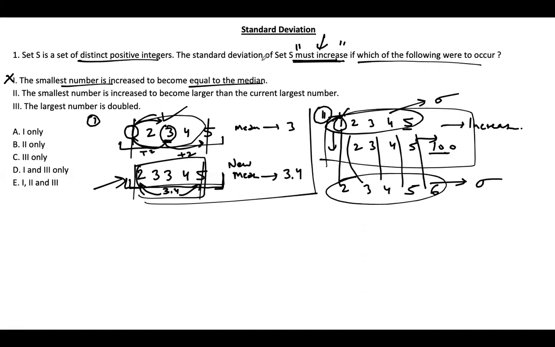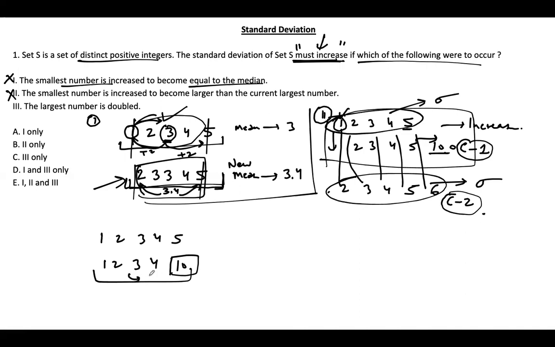Okay. So is it increasing in case number 2? In case number 1, which we assumed, it was increasing, but in case number 2, it was not increasing. Eliminate. Case 3, you assume this set 1, 2, 3, 4, 5. Largest number is doubled. So even if the mean is increasing, the data is more scattered right now as compared to this data. So whatever the standard deviation of this set was, the new standard deviation would be greater.